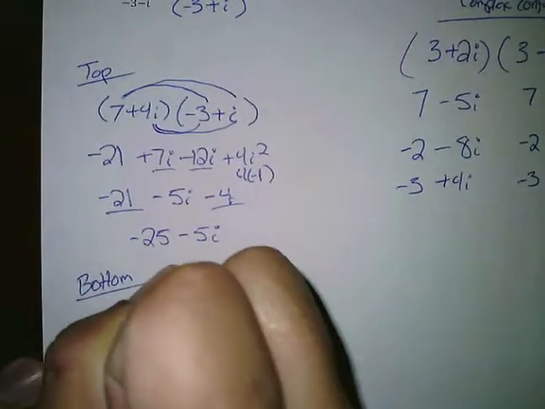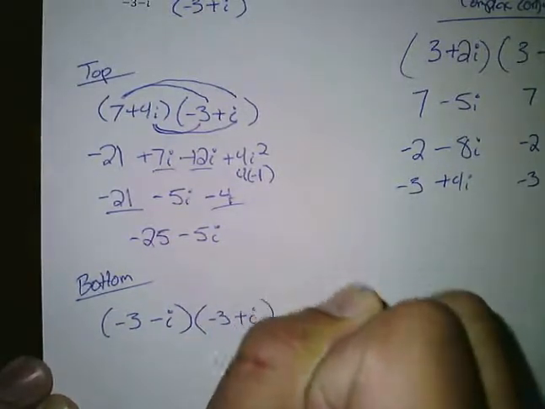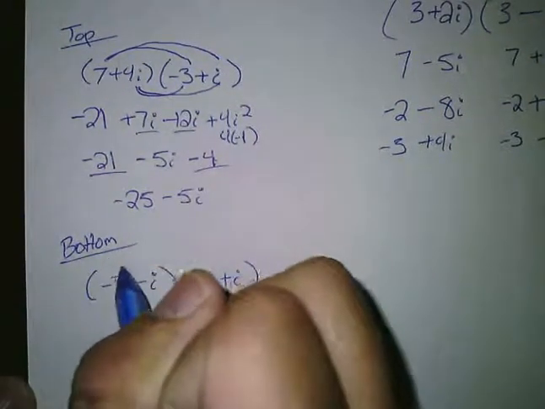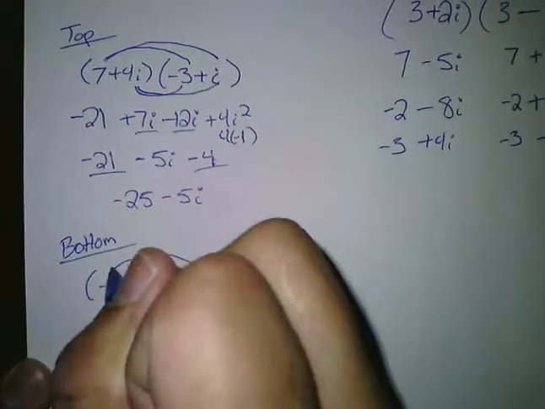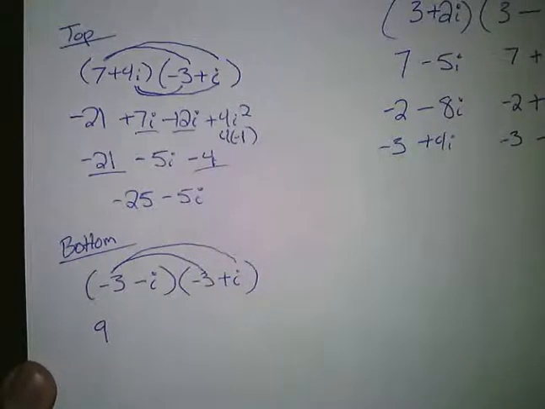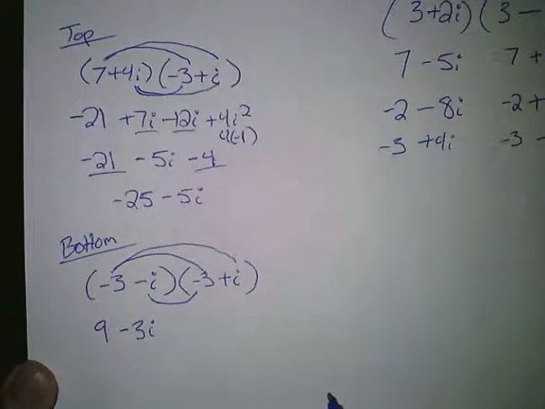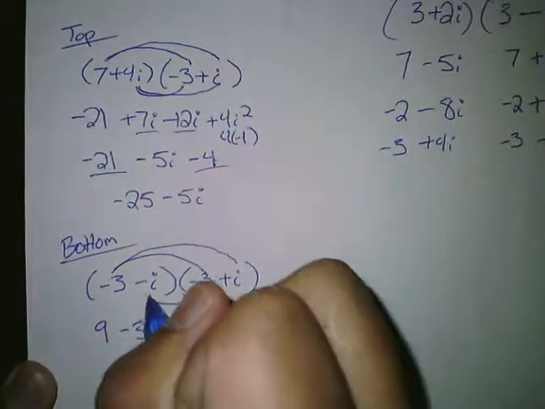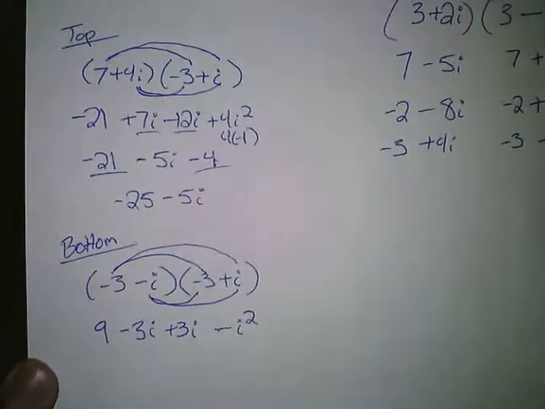What I had up there was -3 minus i times -3 plus i. So now we're off to distributing. We take -3 times -3, which is 9. -3 times a positive i is a -3i. Then we take our -i and distribute it all the way through. -i times a -3 is a positive 3i. -i times a positive i is a -i squared.